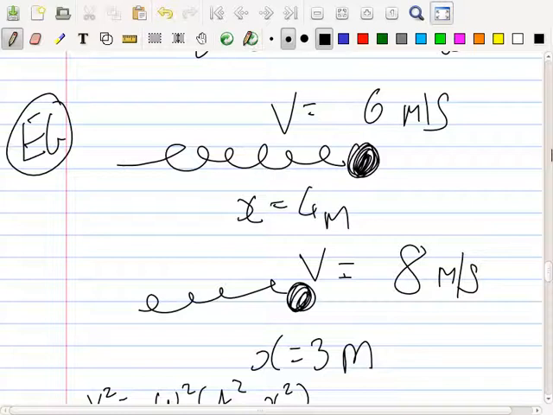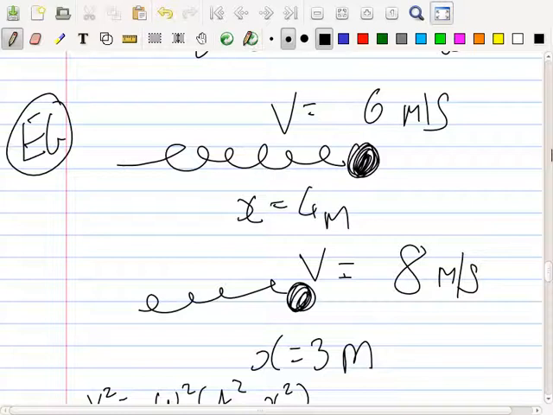A is the distance. A means distance or speed? Which A? Big A or small A? Big A is the maximum distance. Small A is the acceleration.